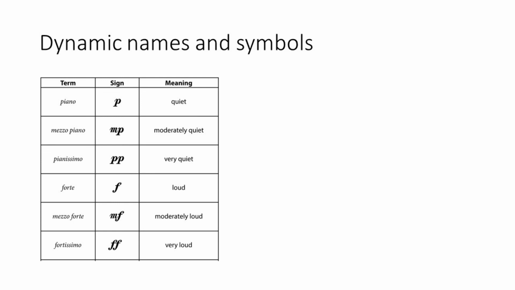Forte is written as an F. This means we have to be nice and loud whenever we have these sections. Mezzo forte, similar to mezzo piano, means moderately loud. And this is written as MF. Two Fs together means fortissimo. And this means we have to be very loud in our music.